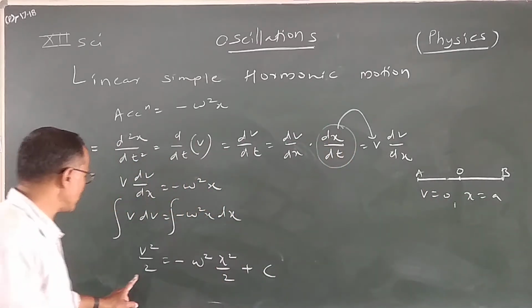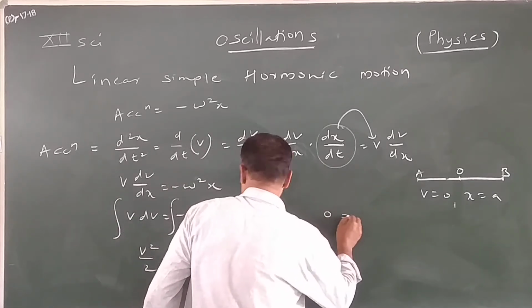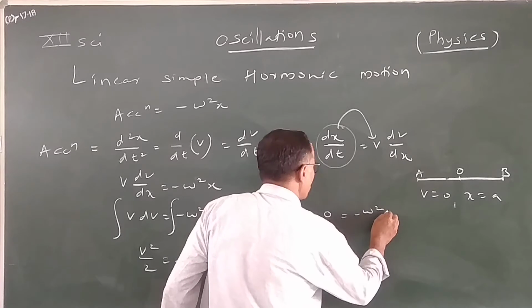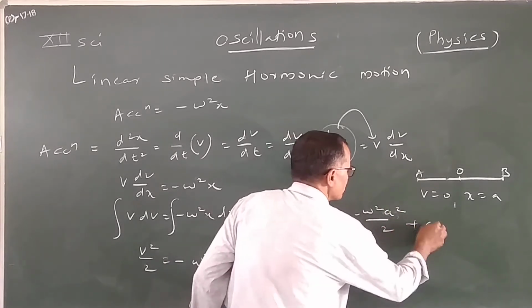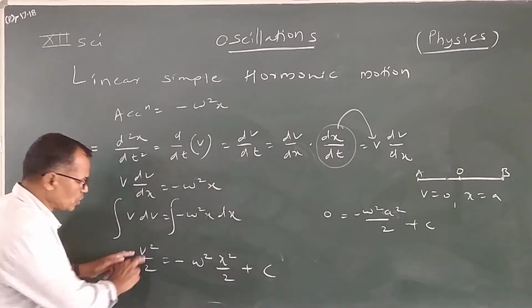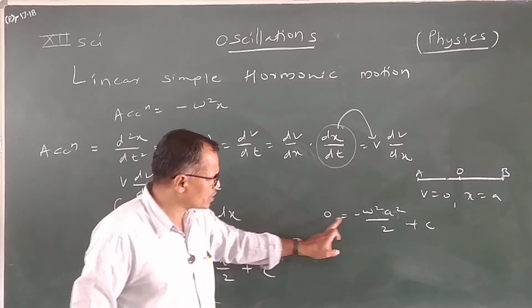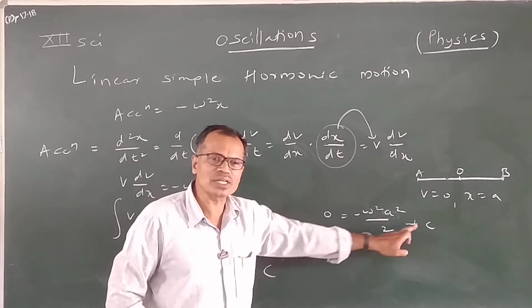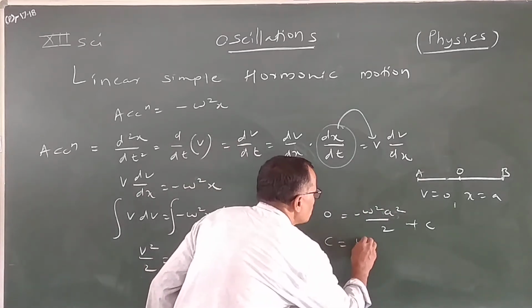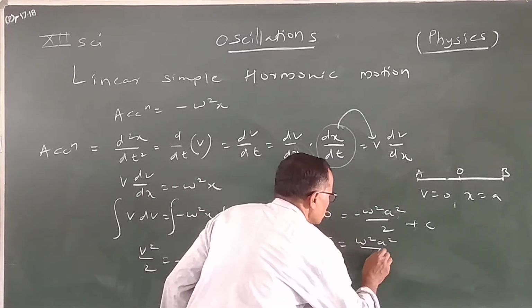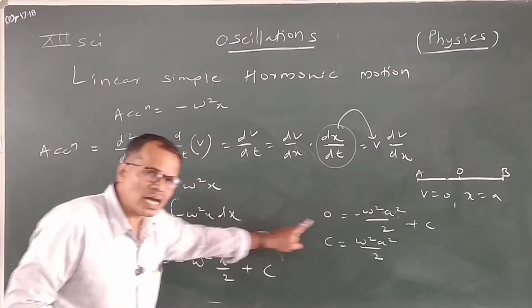You will get that 0 is equal to minus omega square a square upon 2 plus c. I have put v is equal to 0 and x equal to a. Then this equation reduces to 0 is equal to minus omega square a square upon 2 plus c. And from this equation we can write that c is equal to omega square a square upon 2. Then we got the value of c. Now put the value of c again in this equation.